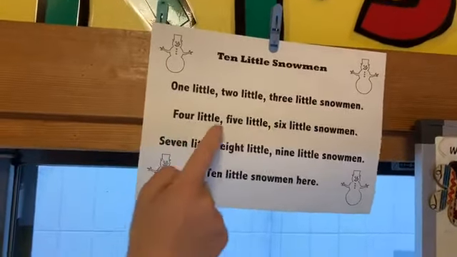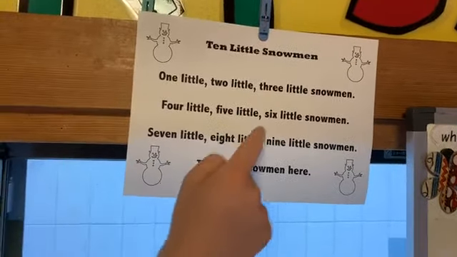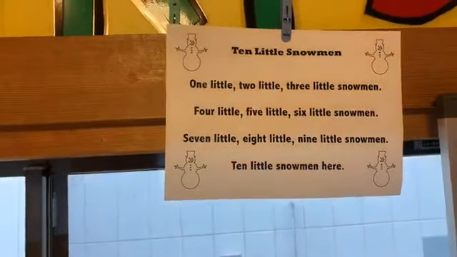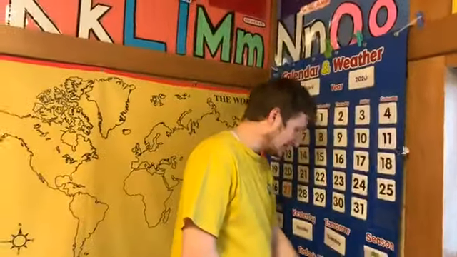1, 2, 3 little snowmen. 4, 5, 6 little snowmen. 7, 8, 9 little snowmen. 10 little snowmen here. 11 little snowmen here. And 11 snowmen, oh my gosh. So we'll put our seasons down there.